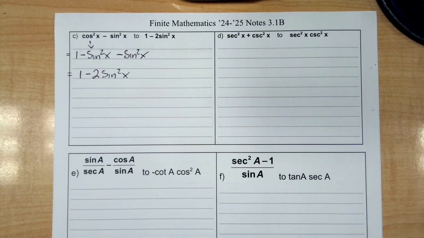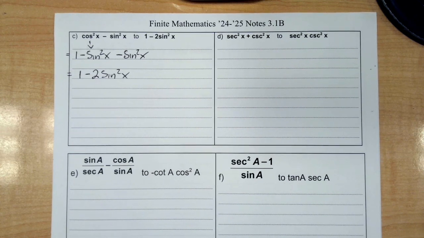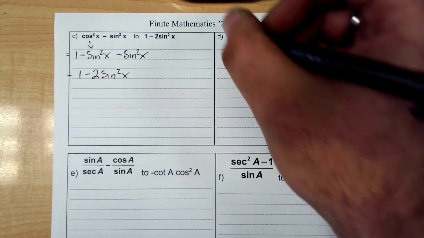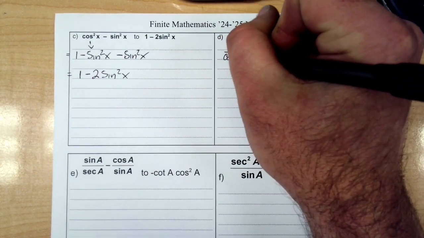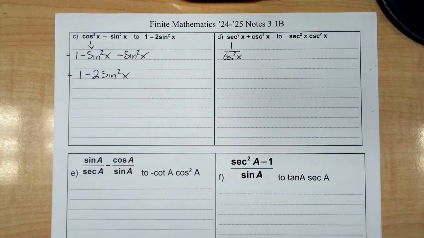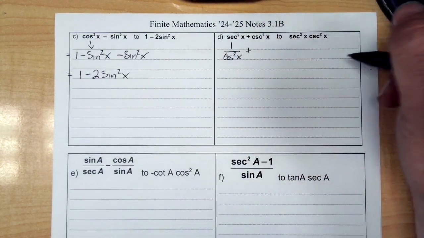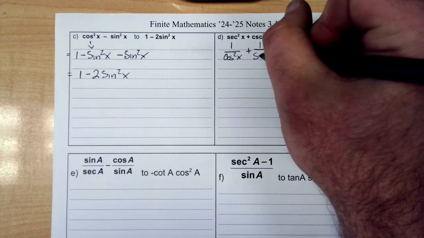Next example, D, we're looking at turning the secant squared of x plus the cosecant squared of x into the secant squared times the cosecant squared. So this is a little bit of a weird one. Personally, I'm less comfortable with some of the secant and cosecant rules. So one strategy that I use, that you might want to, is to start by turning everything into terms of sine and cosine. Since secant is 1 over cosine, secant squared is 1 over cosine squared. Since cosecant is 1 over sine, cosecant squared is 1 over sine squared.